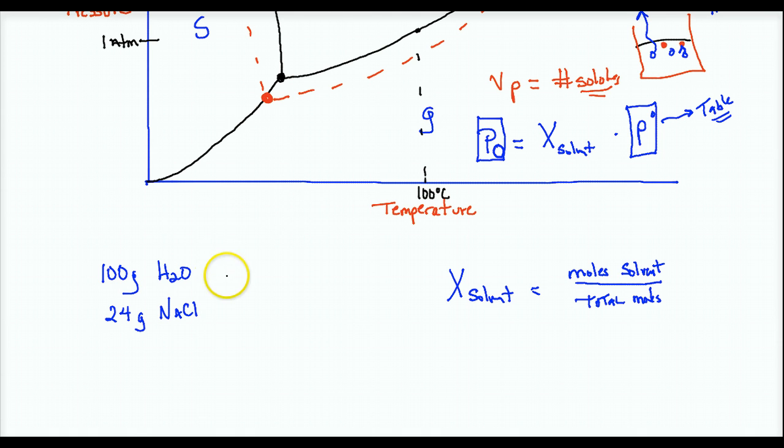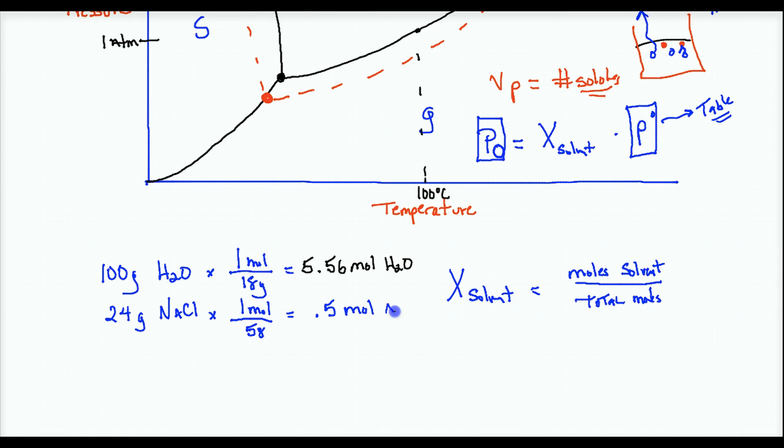First thing I have to do is convert to moles. So it's 18 grams per mole for H2O. We know that because 16 plus 1 plus 1. And 100 divided by 18, and when you do that, you get 5.56 moles. And that's of water. Now NaCl, 35 plus 23 is 58. I chose a good number here. 1 mole of NaCl is 58 grams, so 24 grams is about 0.5 moles. That's my substance being dissolved, called the solute.